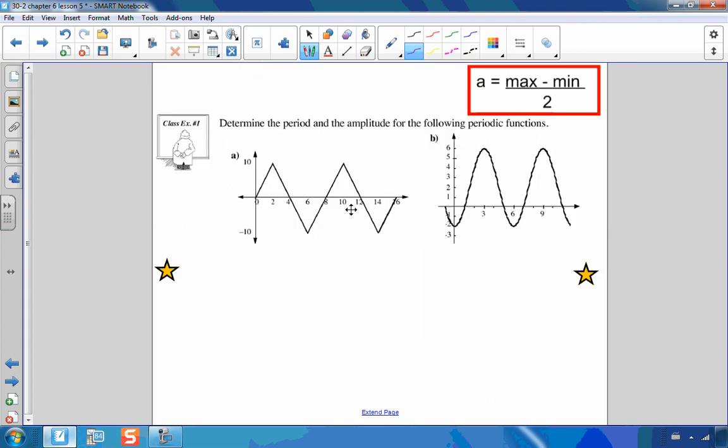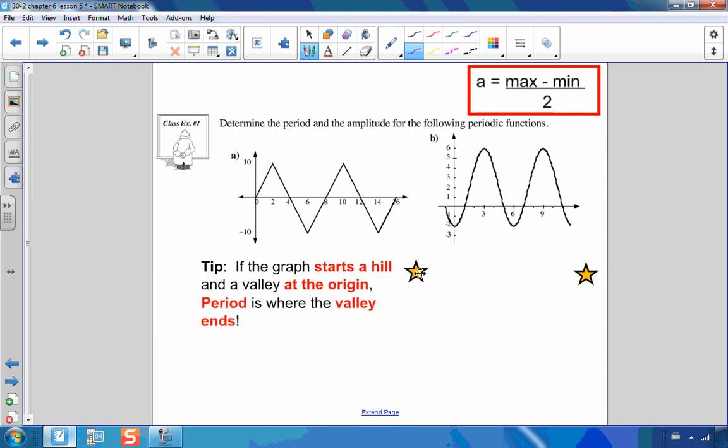Okay, so let's just practice finding the amplitude and period for the following functions. So in this function here for a, I want to look at a cycle here, and I see it's a hill and a valley. So if it starts at the origin, hill and valley, the period is where the valley ends, which is right here. So in this case, the period will be 8.